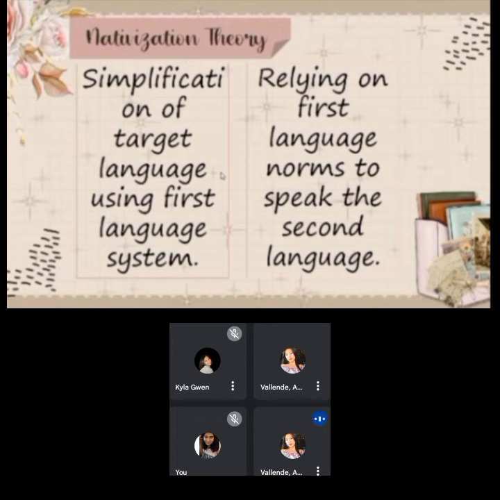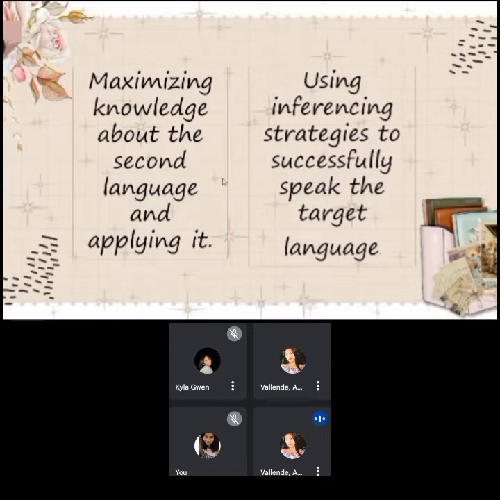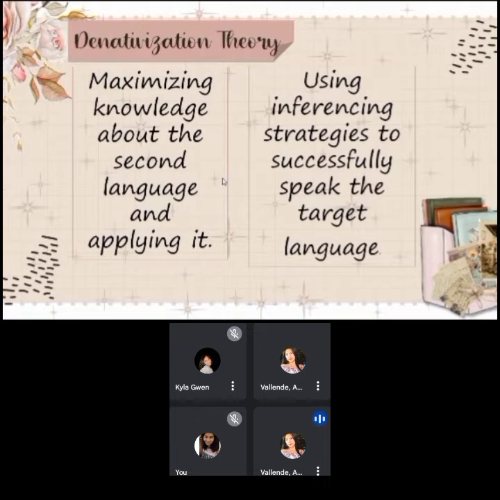In early stages of our language acquisition, the nativization happens. This is where we almost, if not completely, use the rules, grammars, and system, and even the accent of our second language instead of simplifying the second language using our first language. We use inference and strategies to successfully speak the target language.